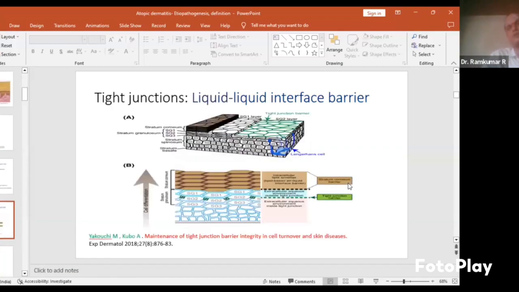The second thing that is important to know to understand the etiopathogenesis of atopic dermatitis is the tight junction. Tight junctions are within the stratum granulosum.